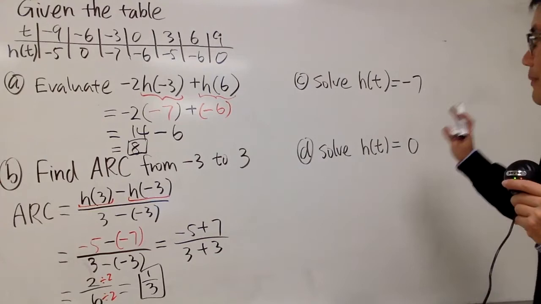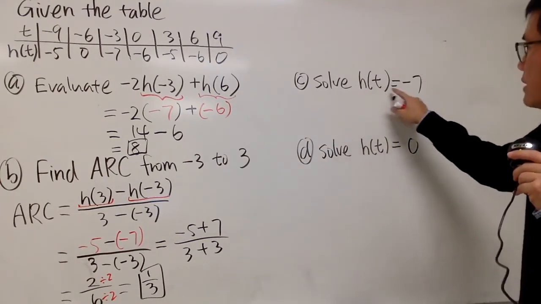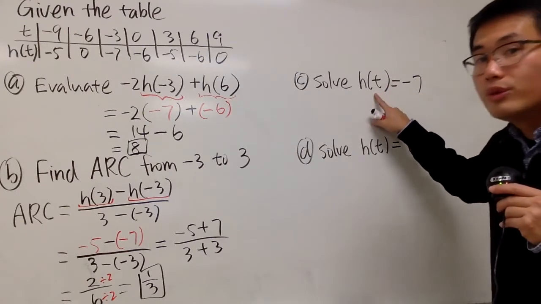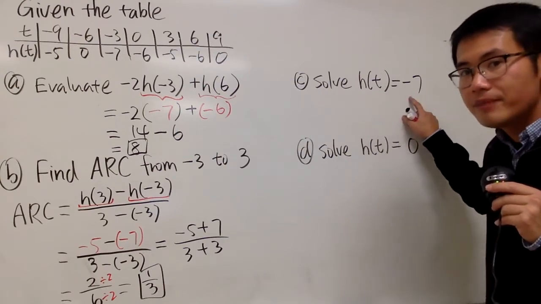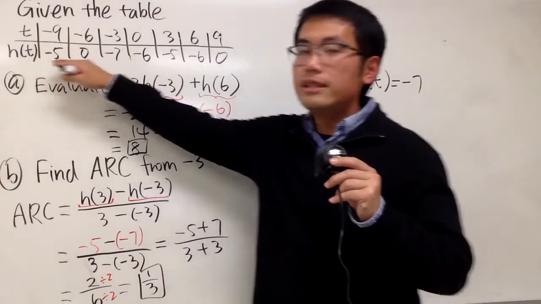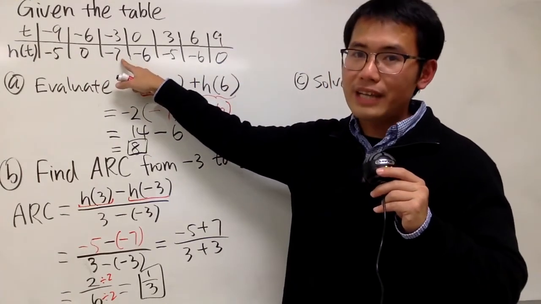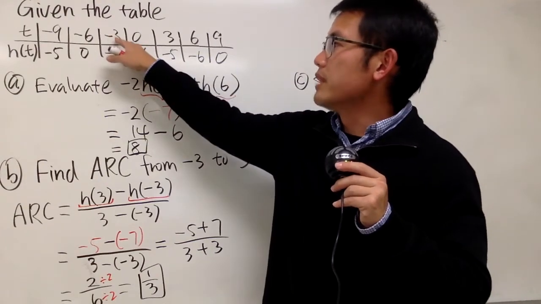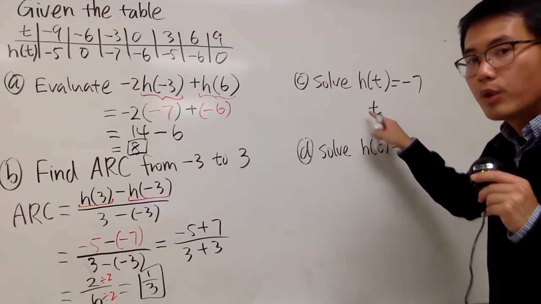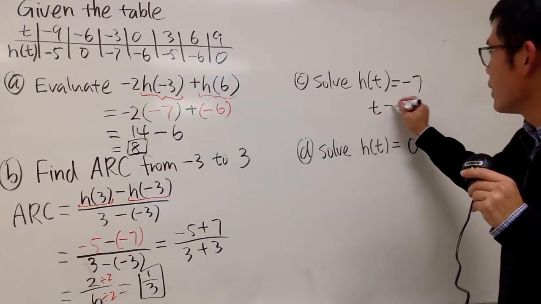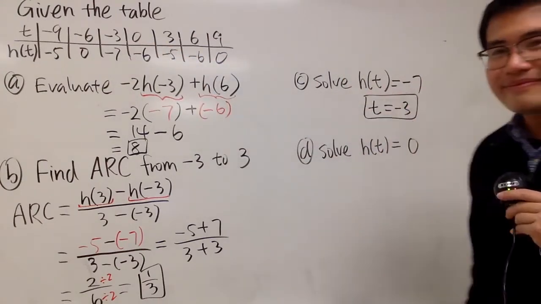All right, part C, we are going to solve the equation h of t is equal to negative 7. We do not know what t is. We do not know what the input is. We only know the output is negative 7. So we are looking at this right here now, and we see we have a negative 7 right here. What's the input for that? Well, just look. The input is negative 3. That means our answer here is t. Remember, when you are solving equations, you always have to say t is equal to what? T is equal to negative 3. This right here is the answer for that.